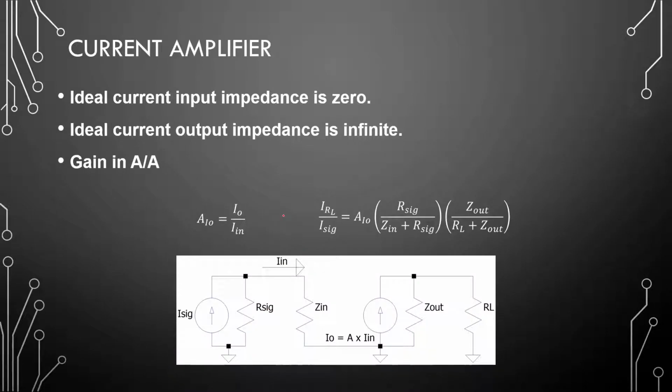So let's start with a current amplifier. The model for a current amplifier will then be a signal in parallel with a resistor. The gain will be in amps per amp. Now if this input impedance is 0, this will disappear and we have R sig over R sig and everything will enter the amplifier. And if the output impedance here is infinite, this R load will become insignificant to the output impedance right here, and we will have 1 multiplied by 1. So then there are no loading effects.